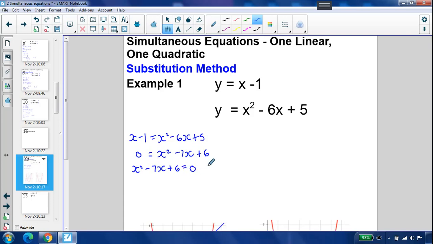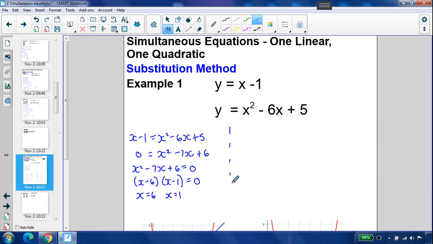And if you don't like the fact that I've done that because you think I'm moving it over and everything will be negative, just multiply by minus 1 if you need. So I'm going to be at this stage now. I'm now going to solve this quadratic by factorising. So I'm going to have x minus 6, x minus 1, and that's going to be equal to 0. So x is equal to 6 or x is equal to 1.